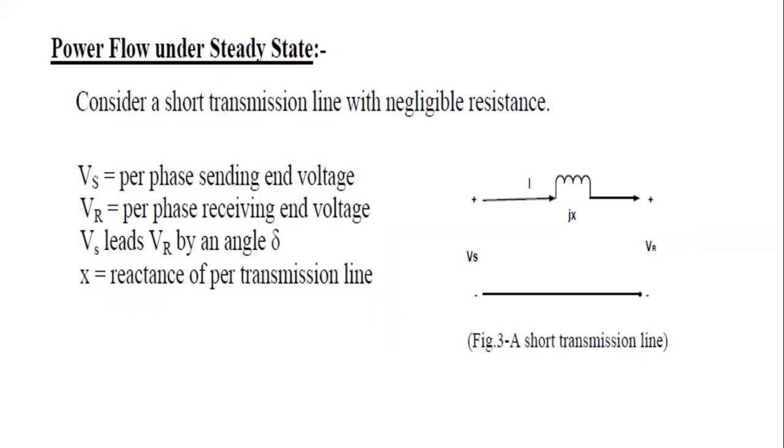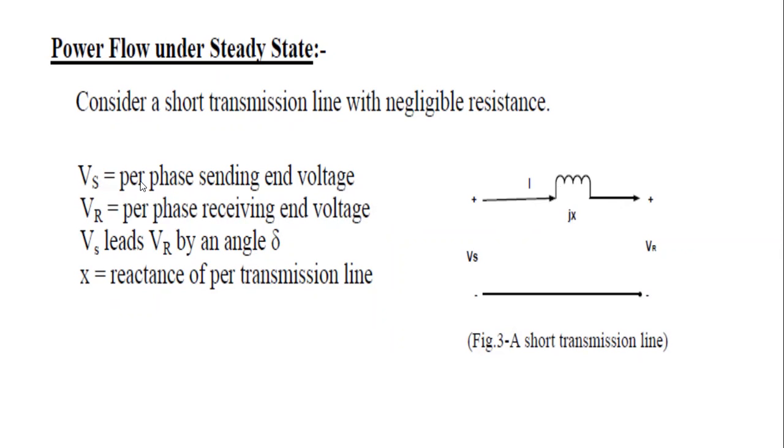Because the capacitance is negligible for the short transmission line. The length of the line is reduced, so the capacitance value is negligible. Therefore, it is not considered in the case of a short transmission line. We only represent the resistance and the reactance values. But in this case, we are assuming that the resistance value is negligible. Therefore, in the short transmission line, we only consider the reactance value, that is jX.